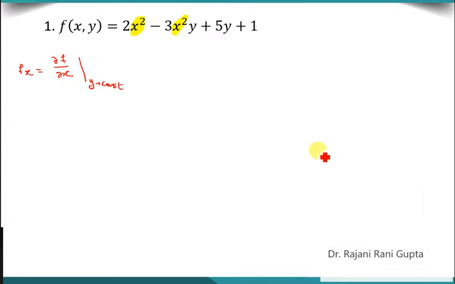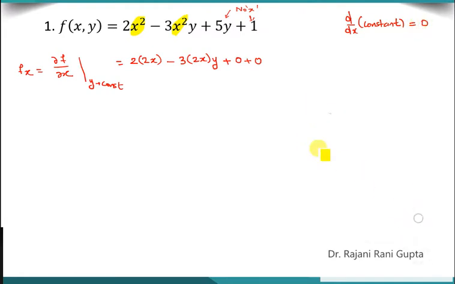You are not changing them. So this is now 2 times, what is the derivative of x power 2? 2x. Minus 3, again x power 2, derivative is 2x. Don't change y, keep it same. Plus, what you can see here? There is no x in this term as well as in the last term, so it means it is a constant. The derivative of a constant is 0. So the derivative of 5y becomes 0 and the derivative of 1 also becomes 0, because we know that the derivative of a constant term with respect to x is 0.